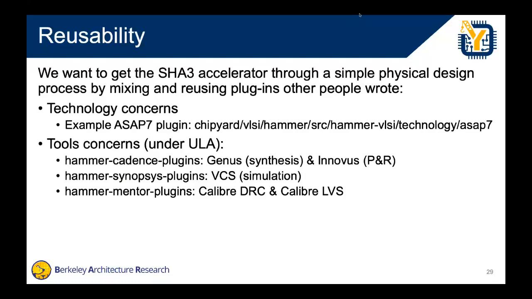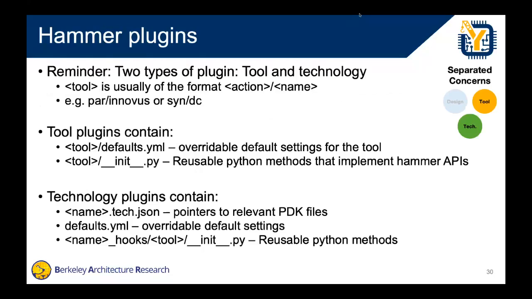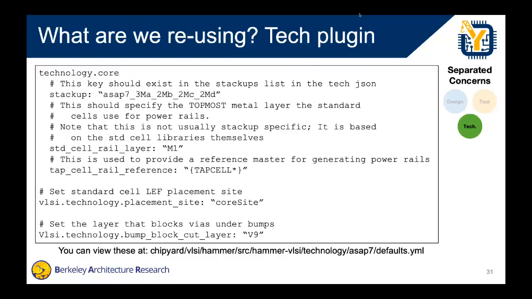And then we also pull in a bunch of tools. As I was mentioning before, we use Cadence tools for synthesis and place and route with Innovus and Genus. And then we also have Synopsys for VCS simulation, and the Mentor plugins for running Calibre to do DRC and LVS. All of these are already written, and we're just mixing them in. So as I was mentioning before, we're just going to pull in these plugins, which have all this stuff in them. So what does that look like?